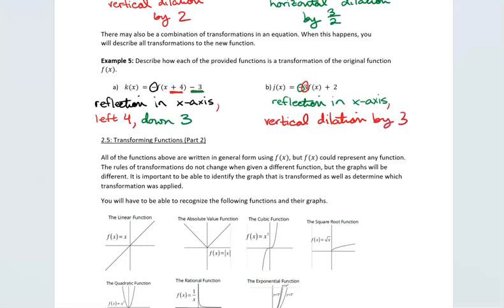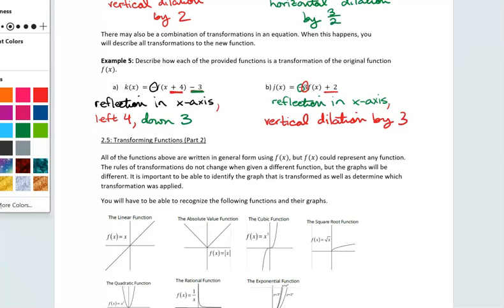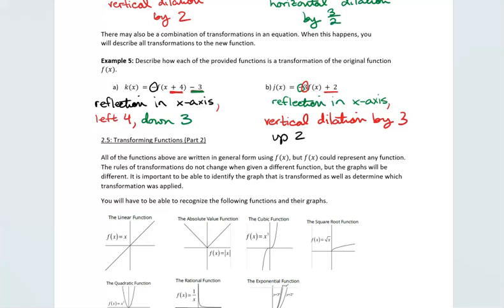And it only refers to the positive number that's there. The reason it only refers to the positive number that's there is because the reflection is already taken care of by saying it's a reflection, right? This is not a vertical dilation by negative 3. That's not how we describe it. You have the negative for the reflection and then the vertical dilation by 3. Okay, so those are 2 separate transformations. Don't put them together. Then we have a plus 2. The plus 2 is just a movement up 2 because it's on the outside. And that's it.